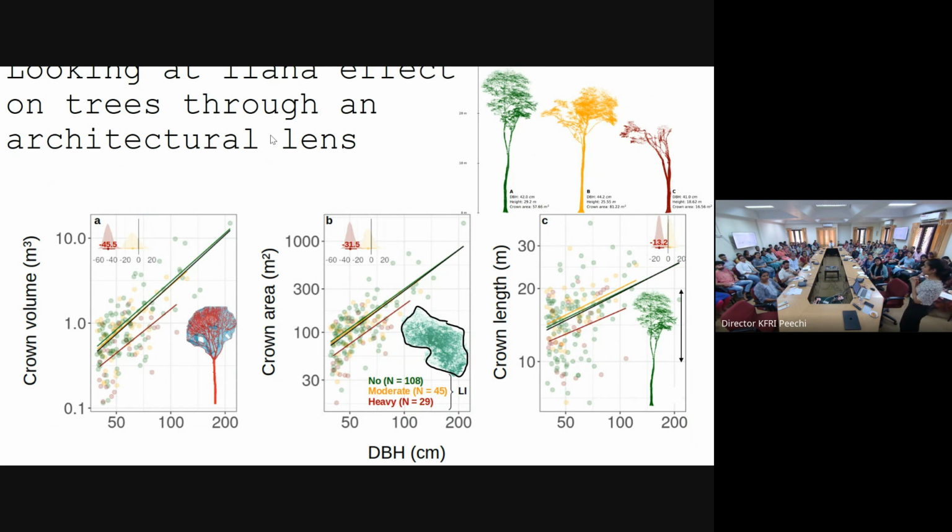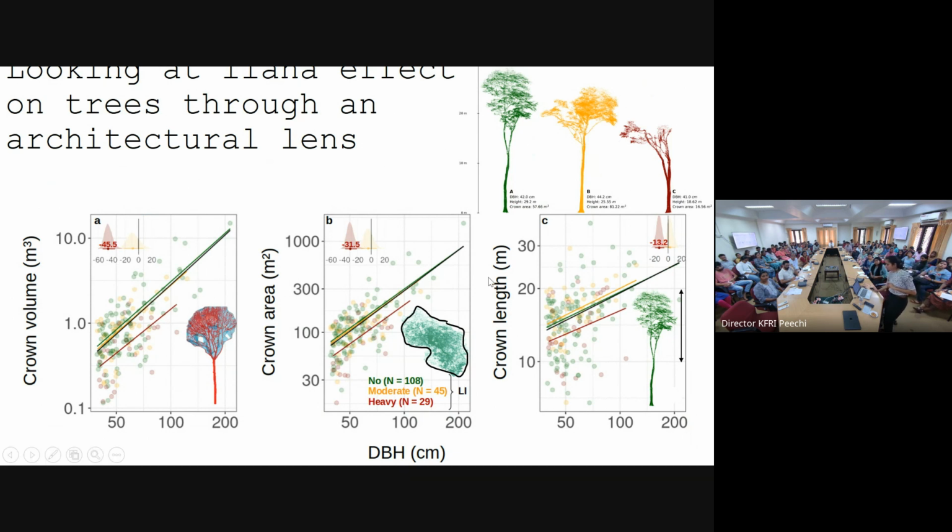By doing so, they have a huge impact on the reproductive ability of the trees, carbon uptake of the trees, and overall the structure and functioning of the trees. So we wanted to understand how exactly lianas are having an impact on tree structure and function. We collected data from a 4-hectare area, and we looked at trees that have no lianas, trees that have 0 to 50% of their crown with lianas, and trees that are fully loaded with lianas, which basically have lianas all over their crown.